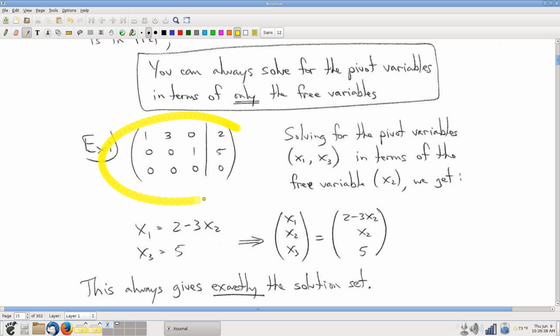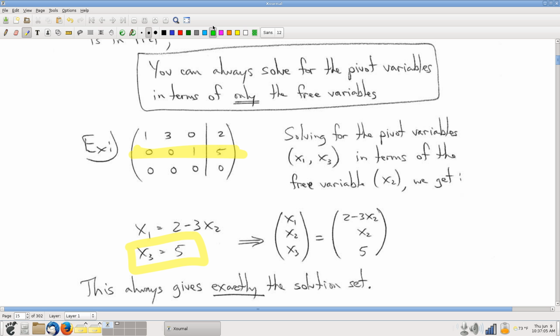Let's look at this system. Now you'll notice this system's already in reduced row echelon form. And let's solve for the pivot variables in terms of the free variables. Well, don't forget our pivots are there and there, so the pivot variables are x1 and x3. Don't forget that these correspond to equations. So this is actually an equation that says x3 equals 5.